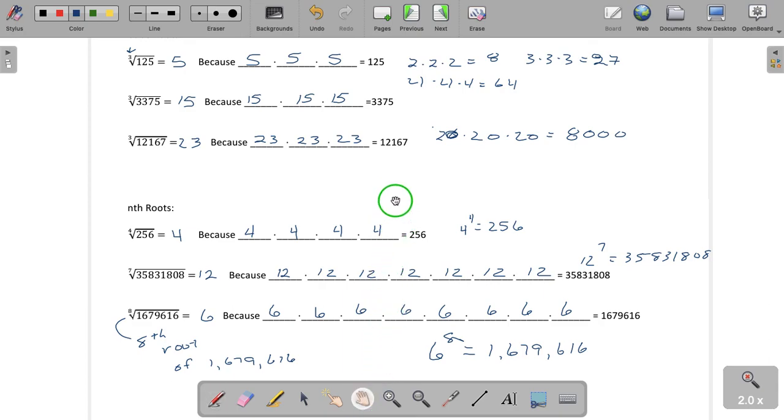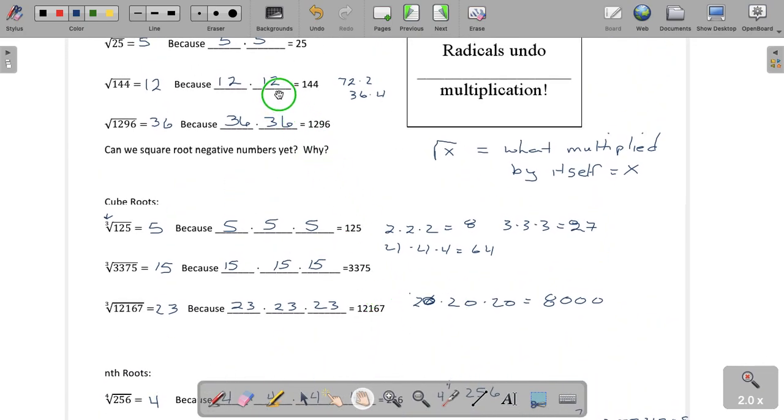Those are not ones that we would normally see in here. We're going to mostly be dealing with square roots and with cube roots, and that's what you'll see here.